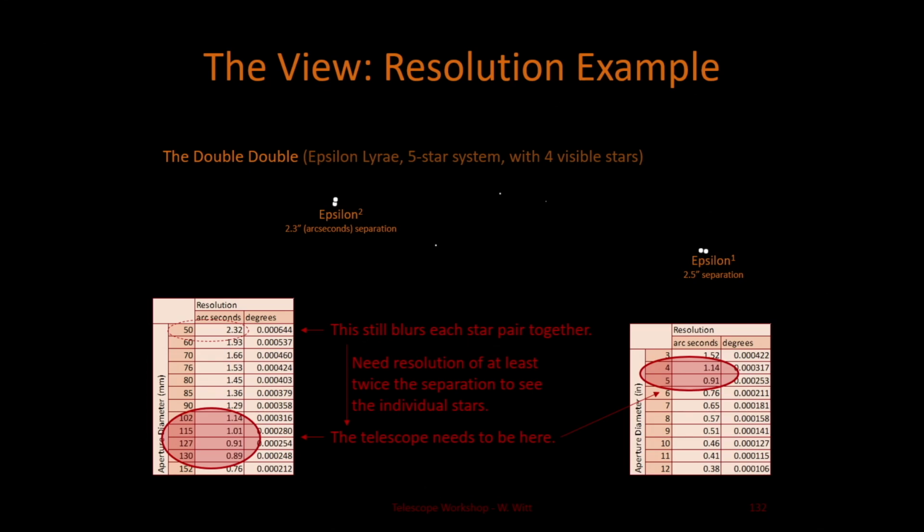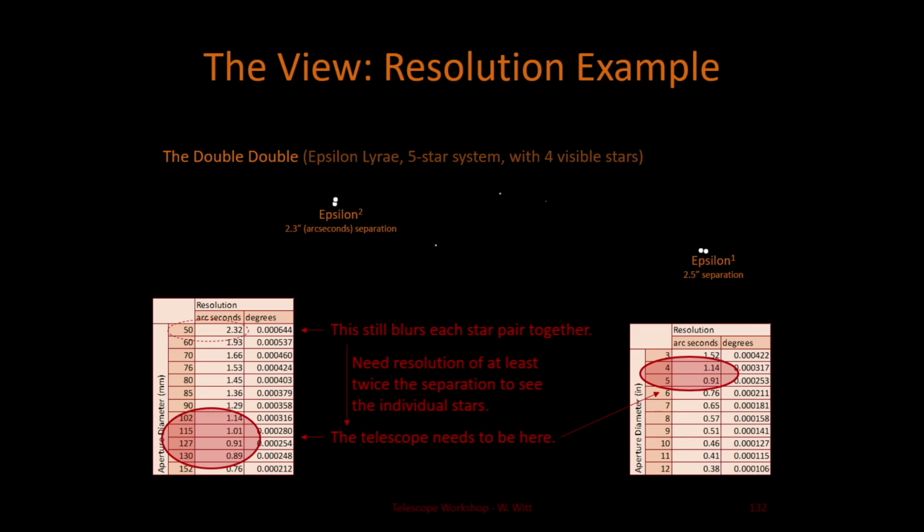So you can kind of see that up here, you're at a 50 millimeter telescope. You're at the borderline here of whether you can resolve this. But as the aperture goes up, the amount of space that you can resolve between them goes down, meaning the resolution goes up, so you can see finer and finer details. So you can see details of 1.93, 1.66, 1.36, smaller and smaller details as you go down.